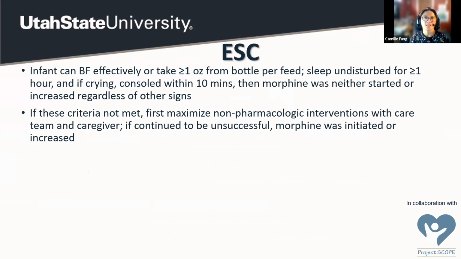It seems very simple, but these were his goals: eat, sleep, console. The baby has to eat, so either breastfeed effectively for 10 to 15 minutes or take more than an ounce from the bottle per feed. The baby has to sleep undisturbed for more than an hour. And if he or she is crying, be easily consoled within 10 minutes. If those are met, you just keep going. If not, then you start morphine, or if you're already on morphine, you would escalate to the next dose. And the converse is true: if the baby's doing well and you're on morphine, then you would start to diminish the dose if the baby is eating, sleeping, and easily consoled.